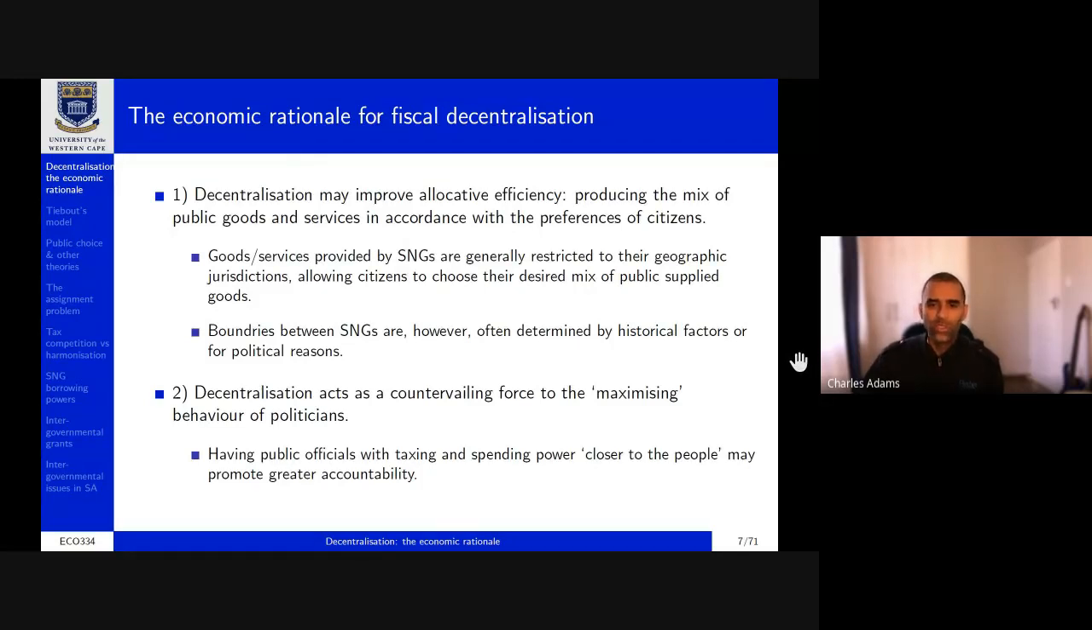Okay, boundaries between SNGs are, however, often determined by historical factors or political reasons. So it's not just a matter of preferences. It's not like people are freely moving to the jurisdictions where they feel the government there best represents their preferences. Often the way jurisdictions are divided is purely due to historical or political factors.